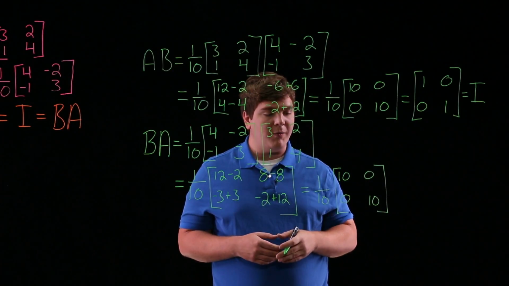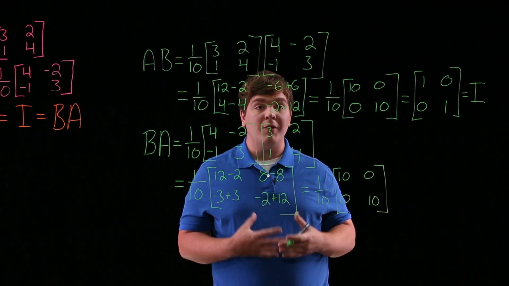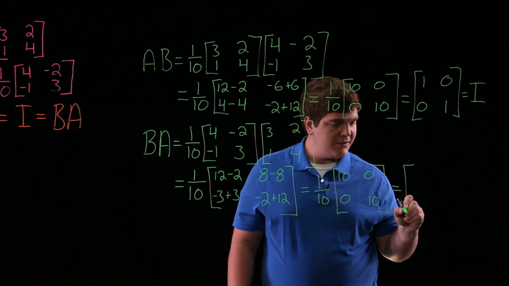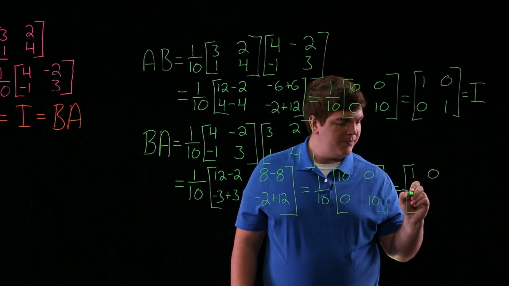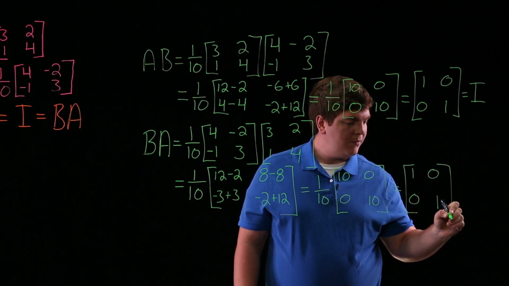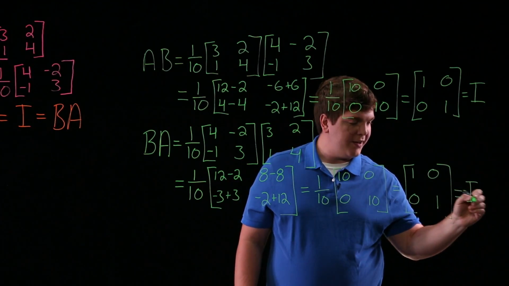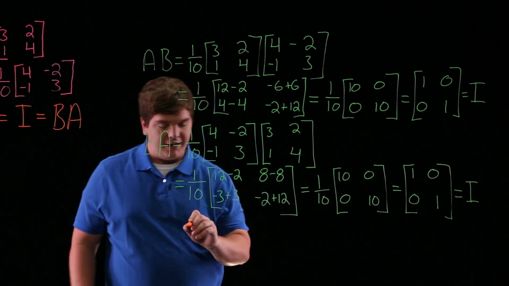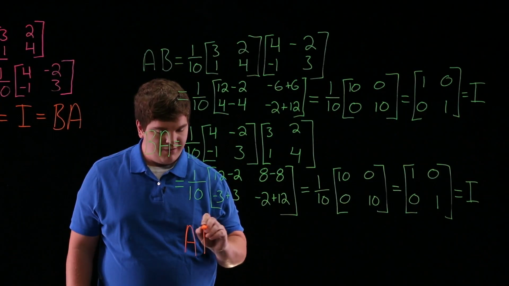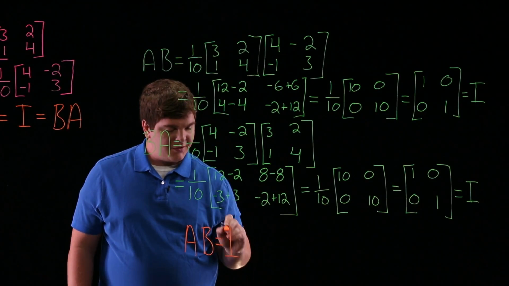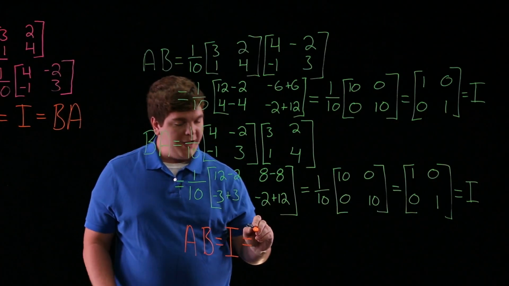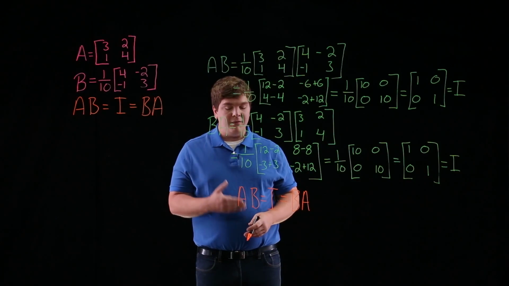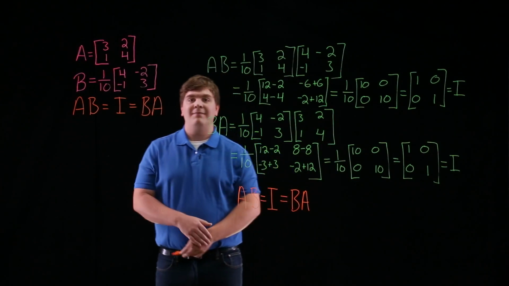And again, because we're multiplying this matrix by 1/10, we'll multiply each entry in the matrix by 1/10, which leaves us with the matrix 1, 0, 0, 1, which is equal to our identity matrix. So what we have is that the matrix A times B is equal to our identity matrix, and our matrix B times A is also equal to our identity matrix. So B is the inverse of A. Thank you.